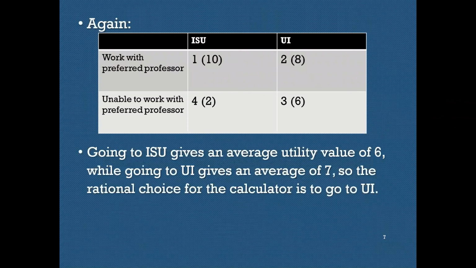And here's the chart again as we talk through it. So going to ISU, what Siddhesha would do as a calculator with decisions under uncertainty is to average these utilities. So going to ISU gives an average utility of 6, right? You average 10 and 2, so you have 12 divided by 2 is 6. Going to U of I, the average utility is 7, right? 8 plus 6 is 14, divide that by 2 and you get 7. And so the overall calculator is going to say, well, the best utility average is going to the U of I, so that's the rational choice to make.